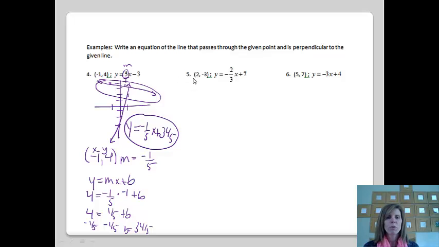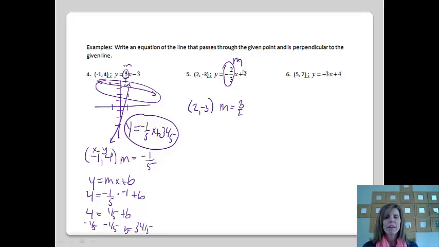Okay, number 5, I won't draw the line this time. The line goes through the point (2, -3). It's perpendicular to y = -2/3 x + 7. So we know y = mx + b, and m is -2/3. My new slope is going to be the opposite of that, which will be positive, and the reciprocal of 2/3 is 3 over 2. So that's my new slope, and again, I know it's going to go through the point (2, -3).